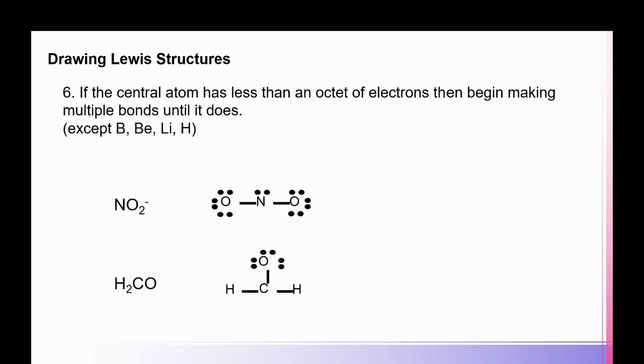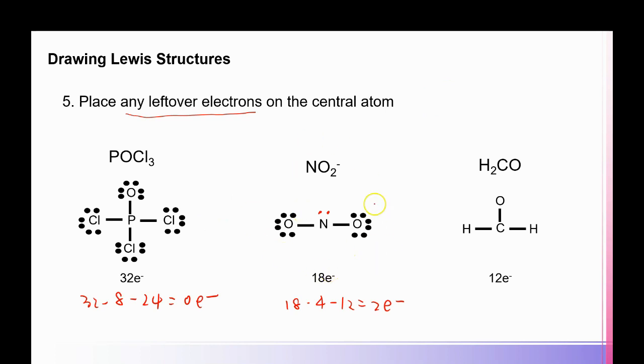Now, the next step is the final one. If the center atom has less than an octet of electrons, then we begin to form multiple bonds. So remember, this is how we got this one, NO2 minus. What's this name? Remember, this is called the nitrite ion. Nitrite, not nitrate, because there's less oxygen. So this one here, POCl3, is all happy. Everybody is happy, and 0 electrons left. So this is good. How about this?